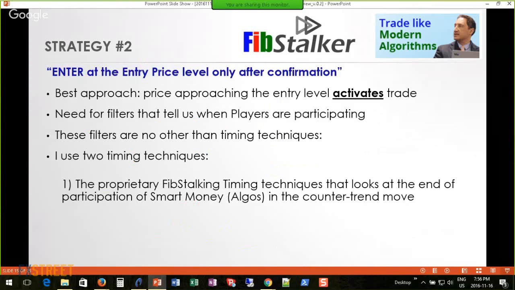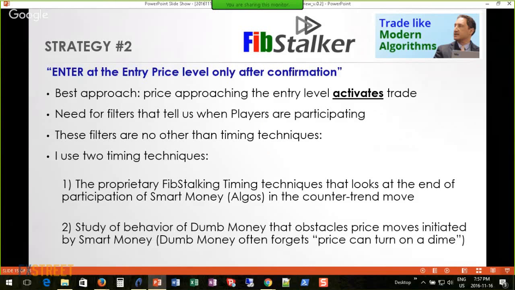So again, it looks at the end of participation of smart money in the counter trend move. The other one is the study of behavior of dumb money that obstructs price, and particularly price moves initiated by smart money. And dumb money often forgets the price can turn on a dime. So dumb money does not realize that in some cases things have changed, and now the market has reversed.